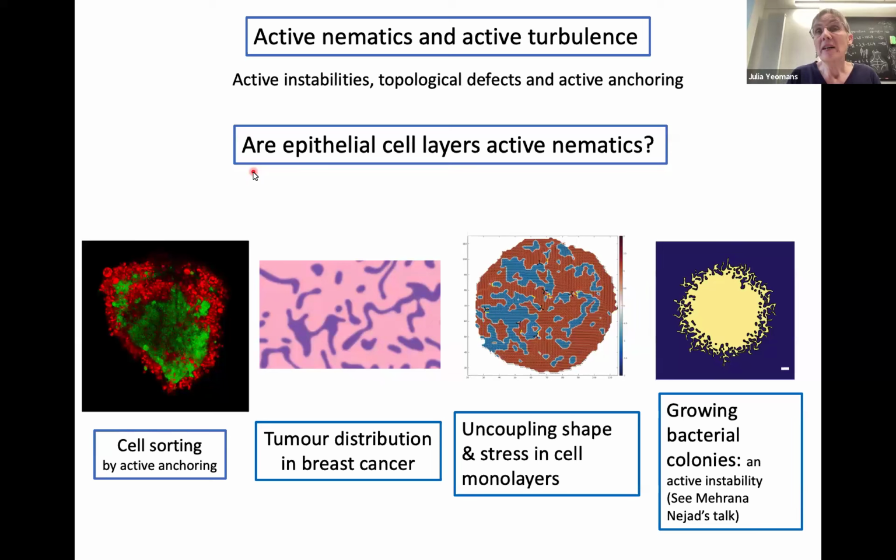So what I'm going to do is talk about active nematics. And the first part of the talk is really an introduction to active nematics and active turbulence. And what I want to try and get over is the idea of nematic symmetry and topological defects, active topological defects, and something called active anchoring.